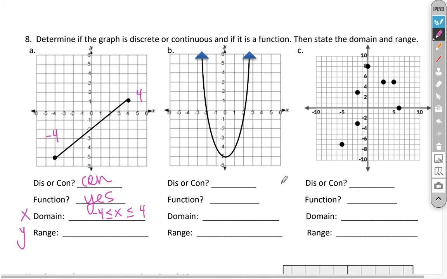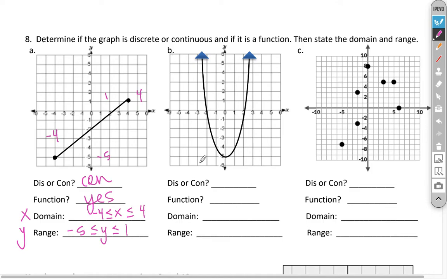All right, and then for our range, our first y value is negative 5, and our last y value is positive 1. So we have negative 5, closed circle, less than or equal to y, closed circle, less than or equal to 1.